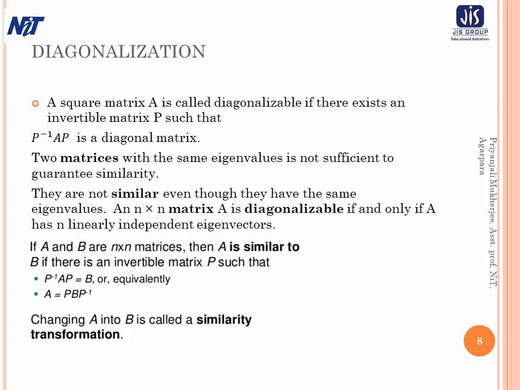So an n by n matrix A is diagonalizable if and only if A has n linearly independent eigenvectors. If the matrices A and B are both n by n matrices, then A is similar to B if there is an invertible matrix P so that P inverse AP is equal to B, and this changing from A into B is also known as the similarity transformation.